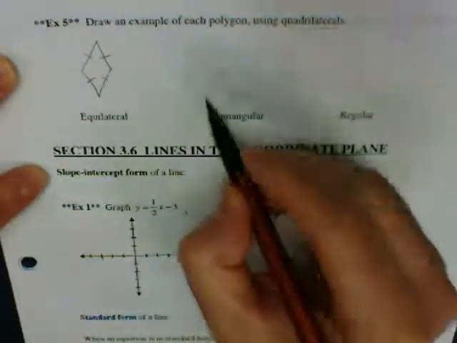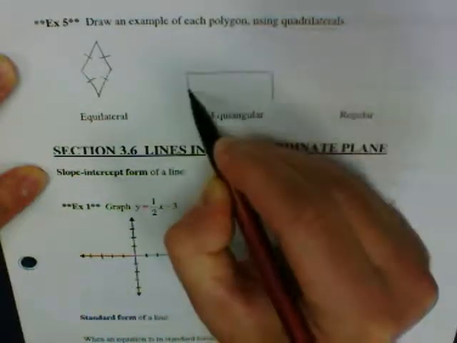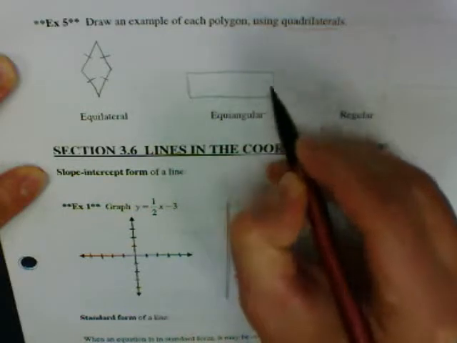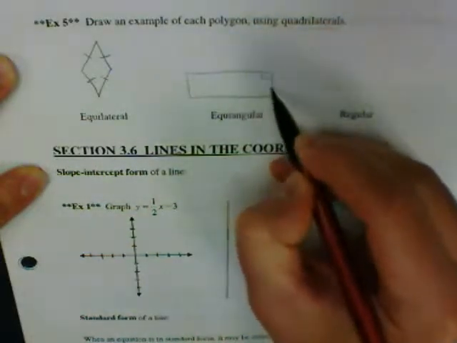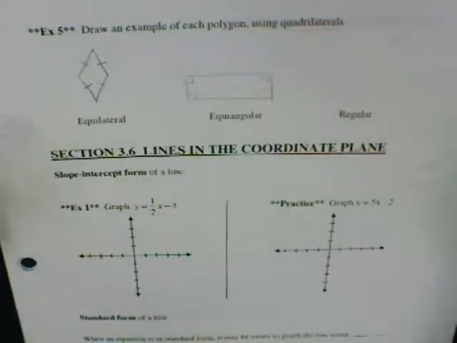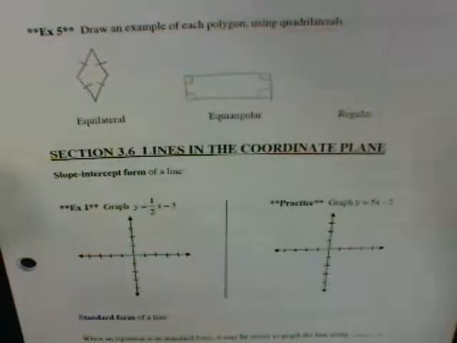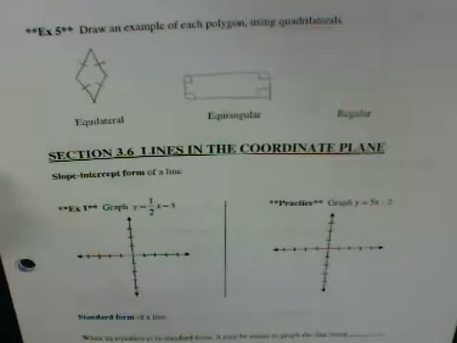Equiangular. One thing you could have drawn is a rectangle. Since a rectangle's got those 4 90-degree angles, we know that 90-degree angles are always going to be equal to each other, so that guarantees that's going to be equiangular. The other way you could have drawn that is, again, you could have drawn a square, because a square's got 4 90-degree angles, so it would automatically be equiangular.